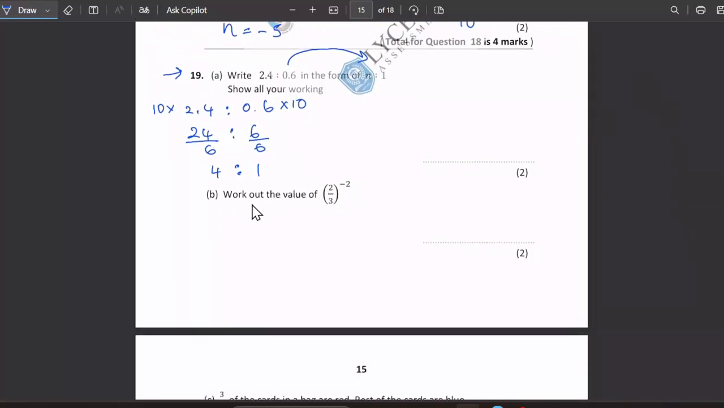Okay. Now work out the value of this fraction, 2 over 3, to the power minus 2. Then what we can do is, we can make this a positive power by taking the reciprocal. 3 over 2 to the power 2. Okay. Then we can put the power separately to 2 and 3.